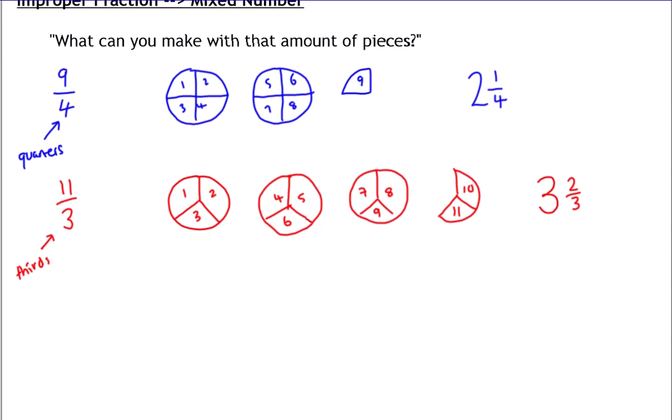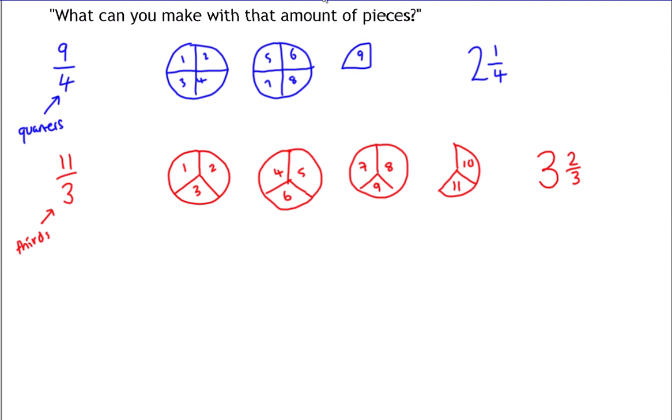Okay, so the denominator won't change. You'll have some leftovers though. If it had been 12 over 3, I wouldn't need to make a mixed number because 12 over 3 would make exactly 4 pizzas. So 12 over 3 would just be 4. But because we're missing a third, if you like, we can make 3 and 2/3.